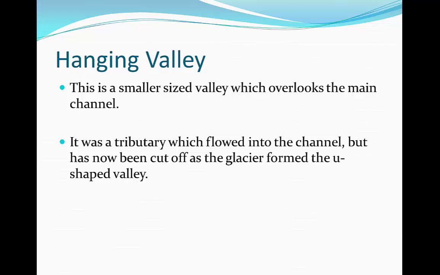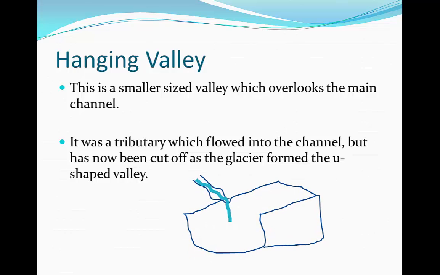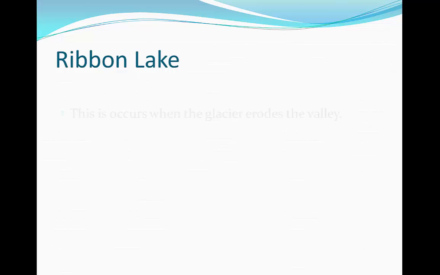Hanging valleys. This is a smaller sized valley which overlooks the main channel. It was a tributary originally which flowed into the valley and into the channel. However, now as the glacier has moved through the U-shaped valley, it's been cut off and is left just hanging above the valley. Sometimes the water can flow through that hanging valley into the actual main channel, and then that produces a waterfall.